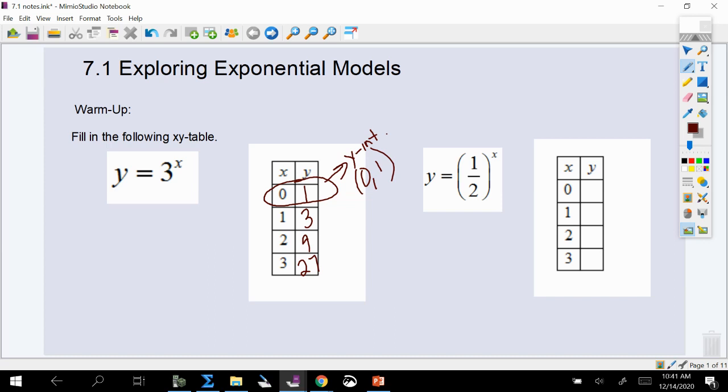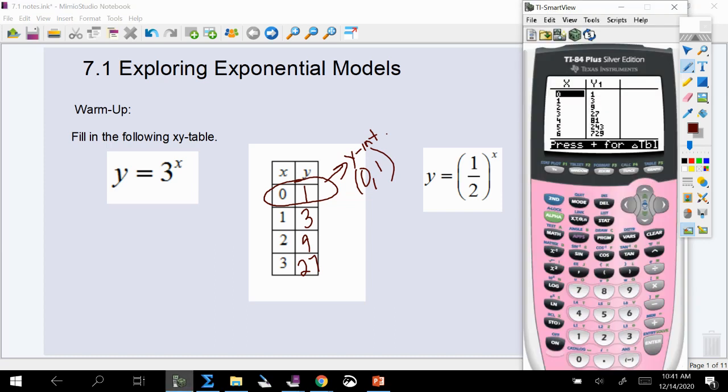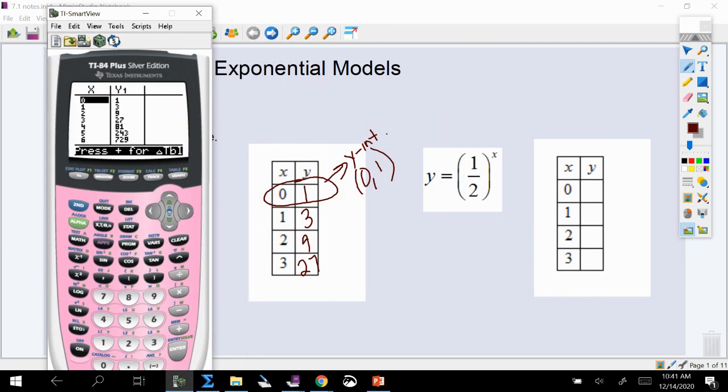So the second one, go back to my calculator. I'm going to go to y equals and type in 1/2 to the x. Actually, probably the best way to type in a fraction is to use parentheses, so I'm going to go back and fix that. If I go to graph, I'm going to see this graph. You'll notice it looks very similar to the graph that we did earlier. However, this graph is dropping, and that's going to be a difference in the type of exponential graph it is.